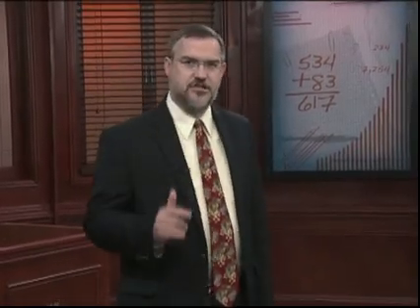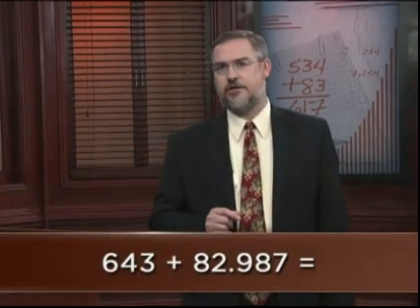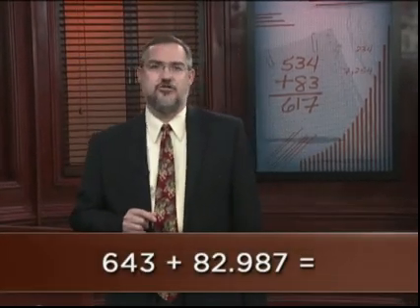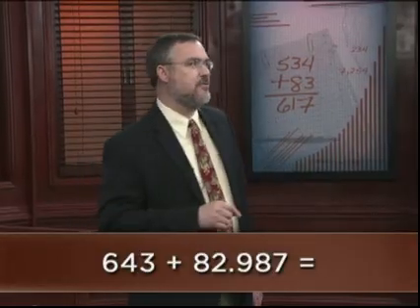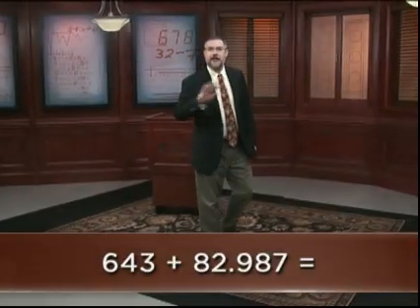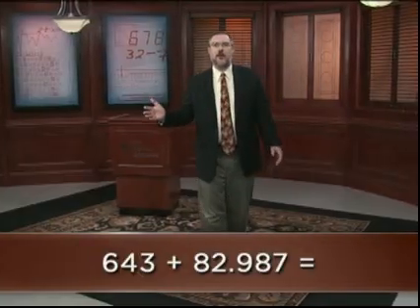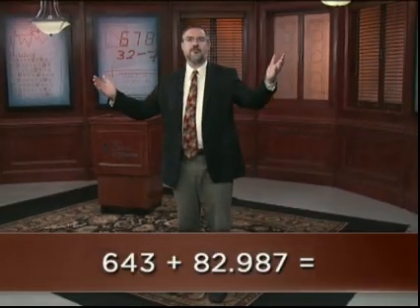Now, I'd like to move to another example where we calculate with decimal numbers and we do some addition. Here's the example. Let's calculate 643 plus 82.987. Now, I see some of you saying, wait a minute, I can't do that problem. There's no decimal point in the first number. What in the world are we supposed to do?